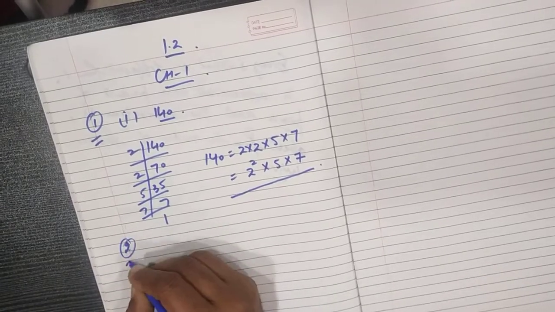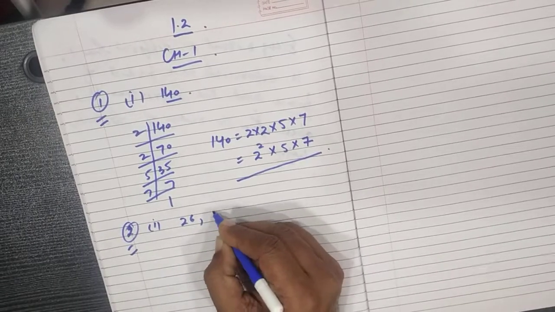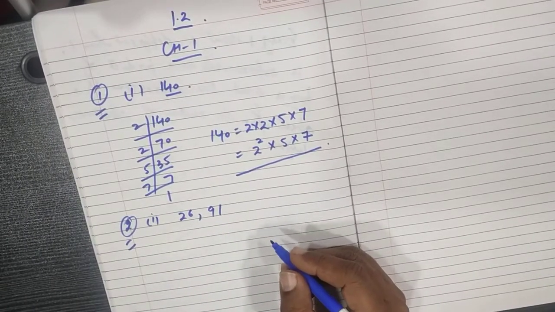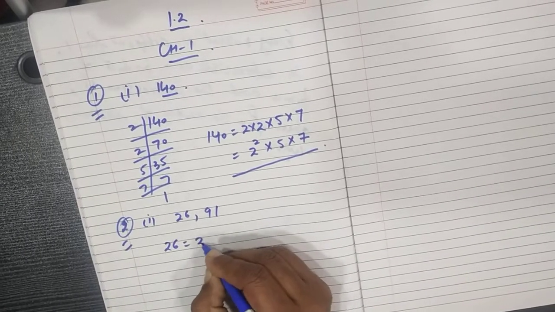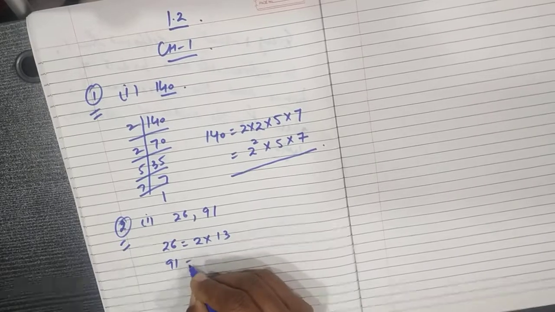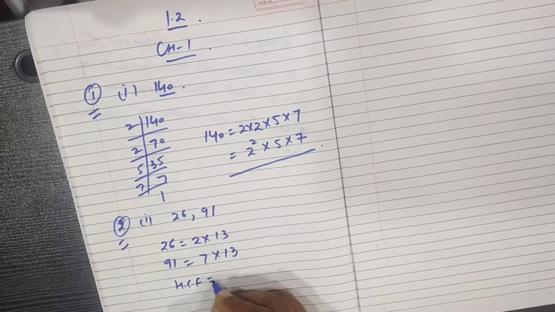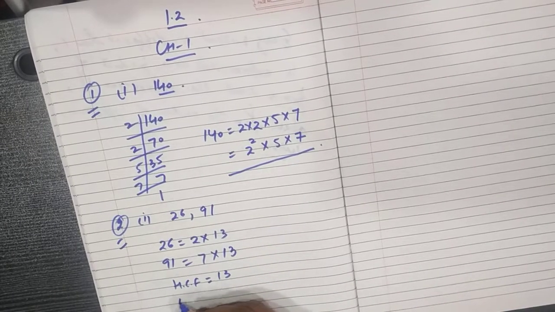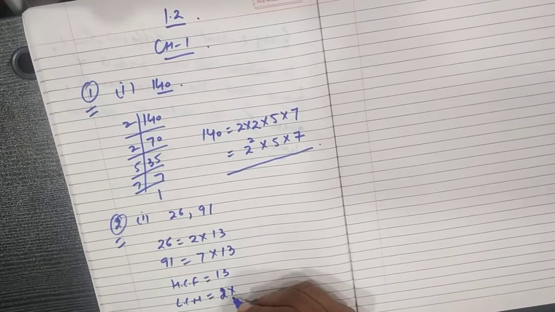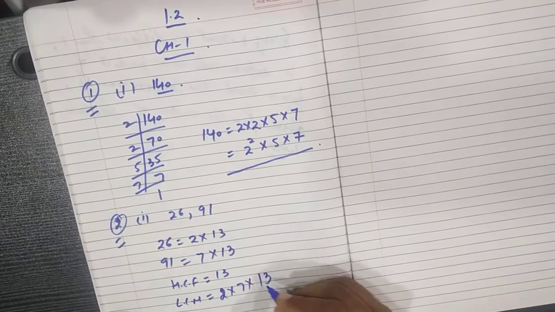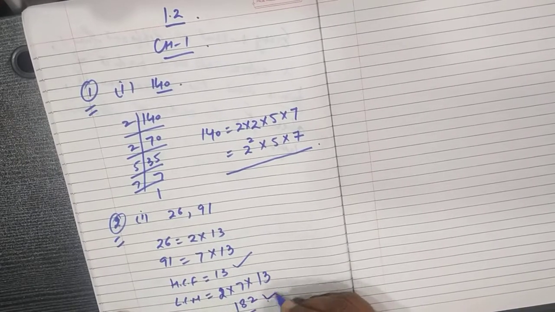Now the second question I'm going to tell: find the LCM and HCF of 26 and 91. First of all, we'll find the LCM and HCF of these two numbers. You know 26 can be written as 2 into 13 and 91 can be written as 7 into 13. Now the HCF, highest common factor, of these two is 13, and LCM, least common multiple, will be 2 into 7 and then common factor 13. So here LCM will be 182. This is HCF, this is LCM.